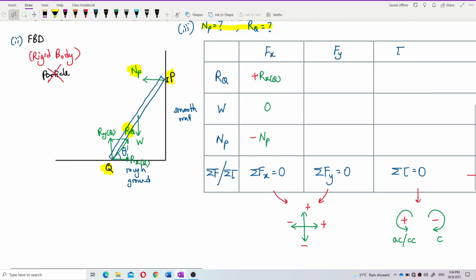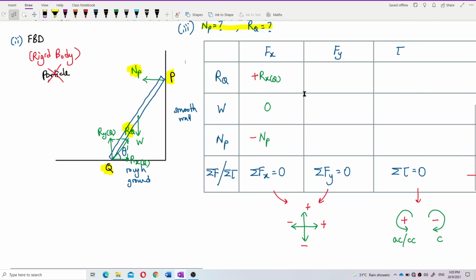So if the force on P is to the left, then the force on Q must be to the right. Then only to be equilibrium. You cannot say, oh, force on P is to the left, force on Q also to the left. Then surely this rod will fall down. It's not equilibrium. Okay, good. One positive, one must be negative, so they can cancel each other, become 0.